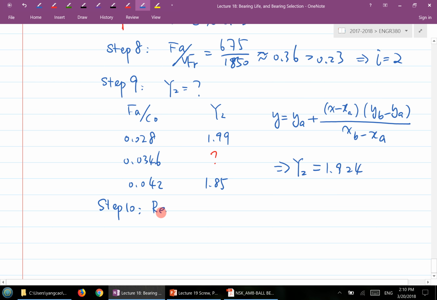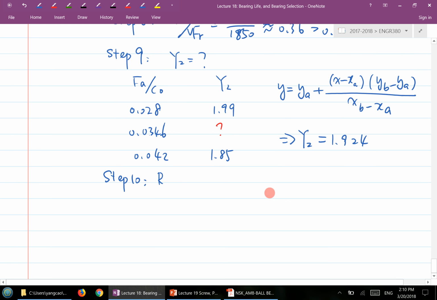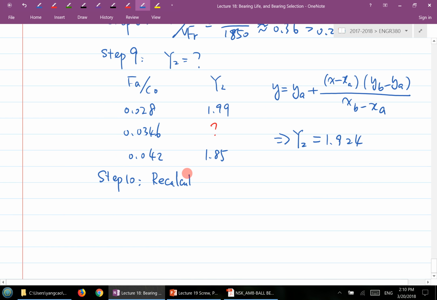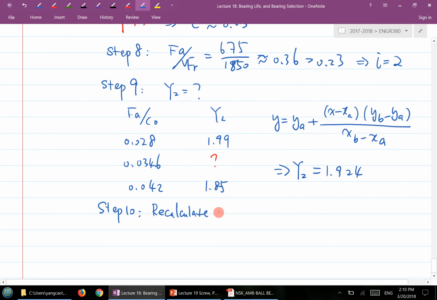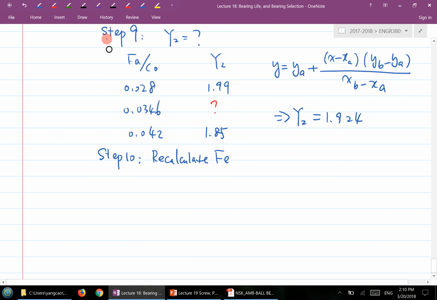Then step number 10 is to recalculate the FE and the CREQ, the required one here. FE is equal to x2 VFR plus y2 FA. This time we have exactly the y2 value. That gives us 2,334 pound-force.